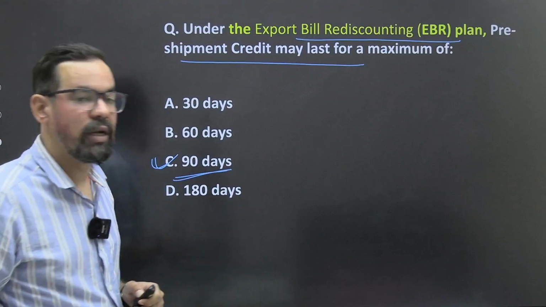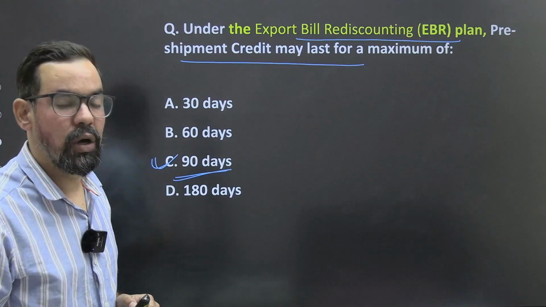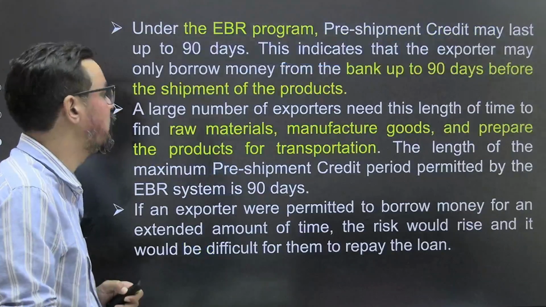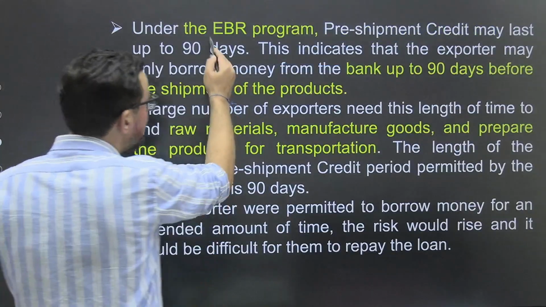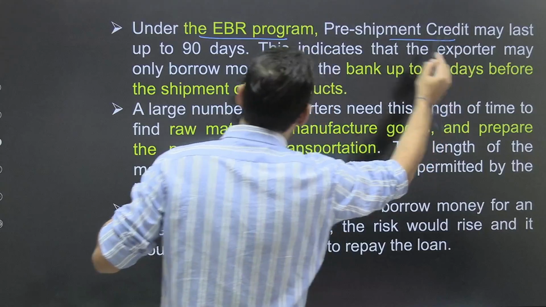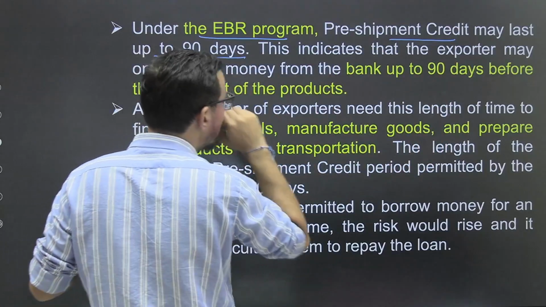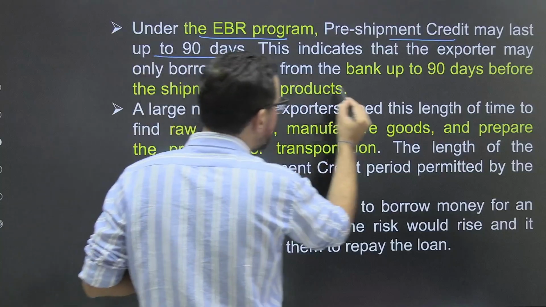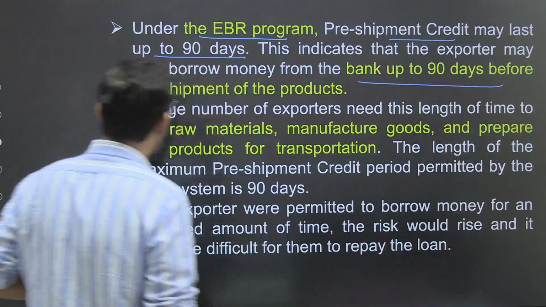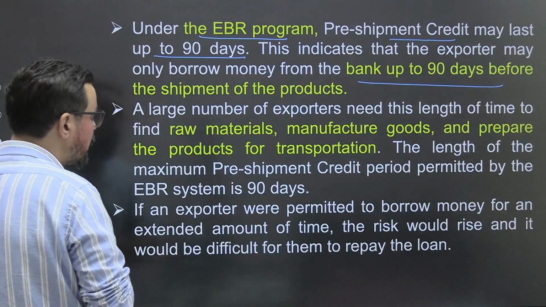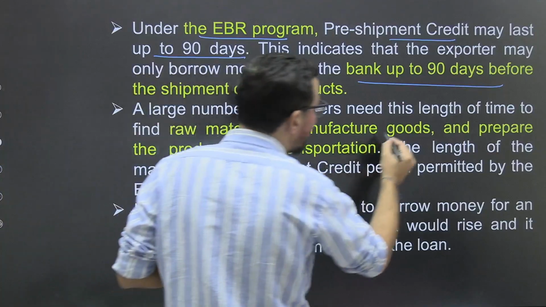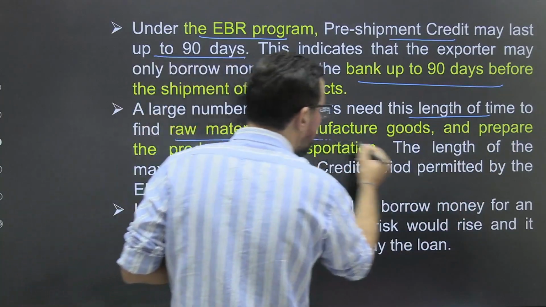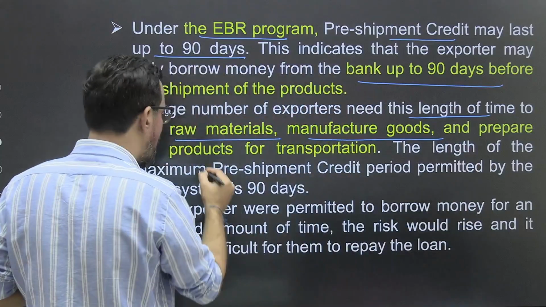90 days from the date of shipment. Okay, or before the date of shipment, sorry. So 90 days before the date of shipment. Under the EBR program, pre-shipment credit may last up to 90 days. This indicates that the exporter may only borrow money from the bank up to 90 days before the shipment of the product. A large number of exporters need this length of time to find raw material, manufacture goods, and prepare the product for transportation.